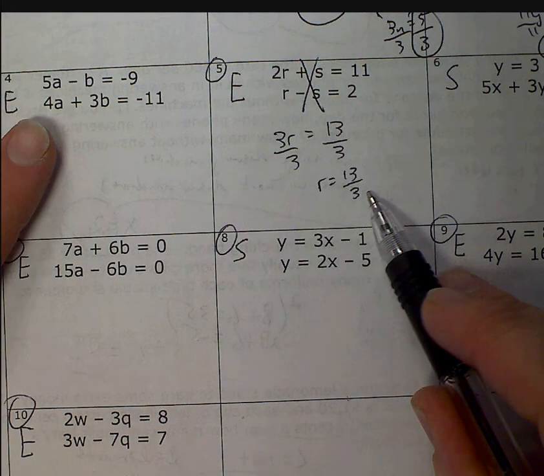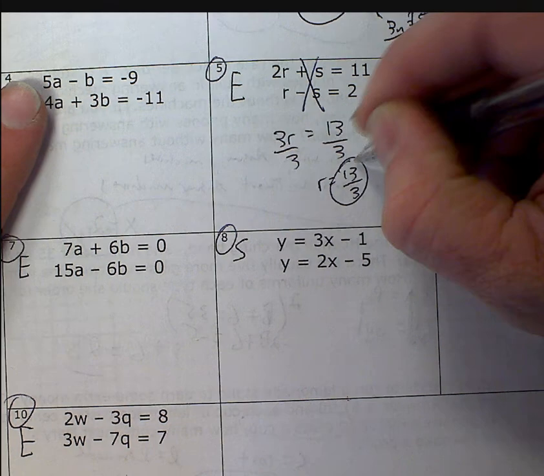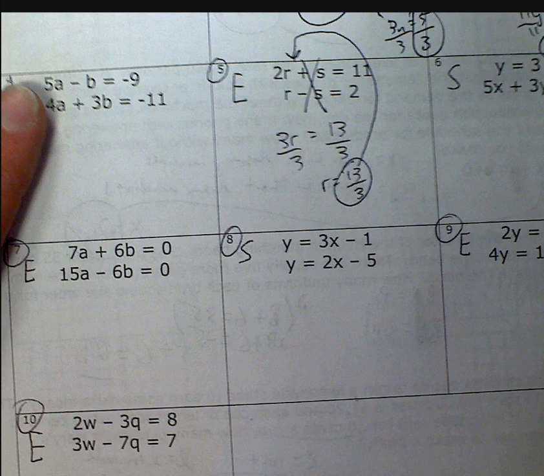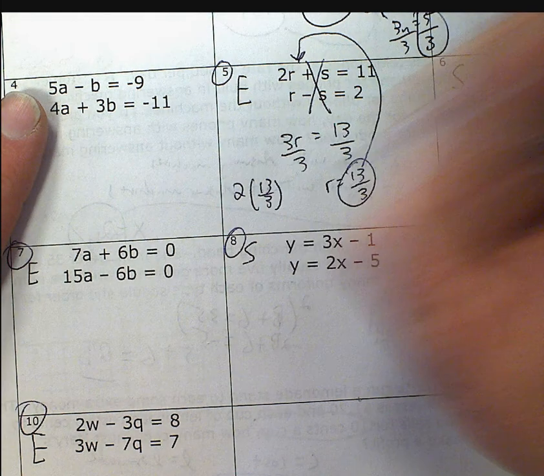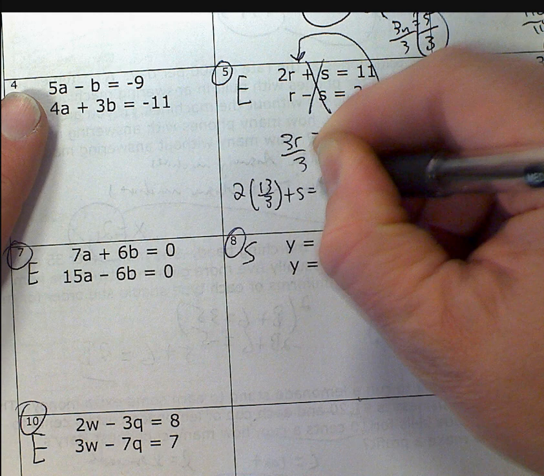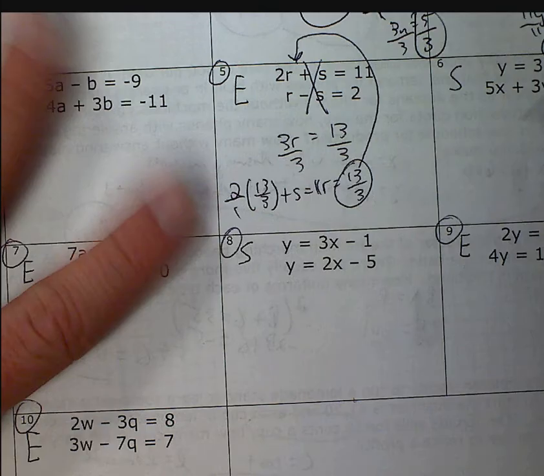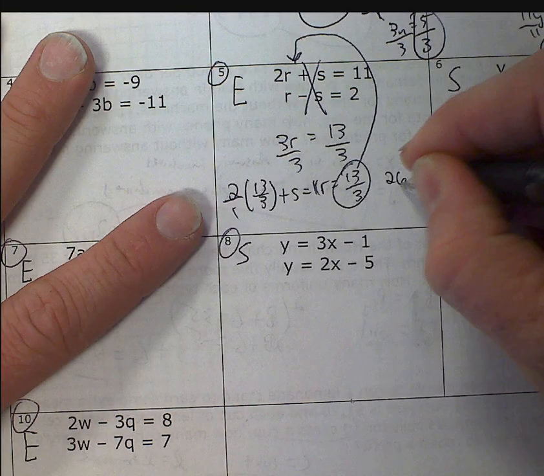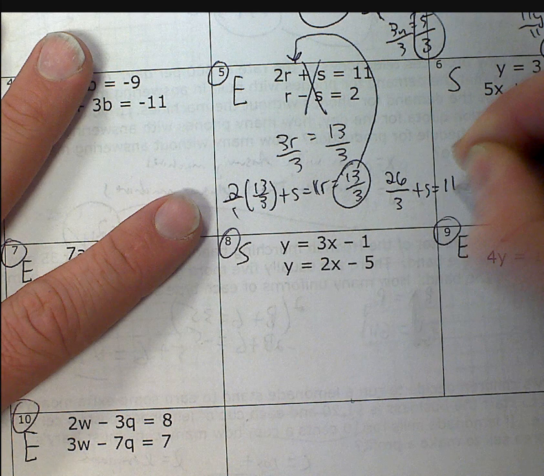So we have 13 over 3. I'm going to plug this back into R. So 2 times 13 over 3 plus S equals 11. Fraction times fraction, top times top, bottom times bottom, that gives me 26 over 3 plus S equals 11.